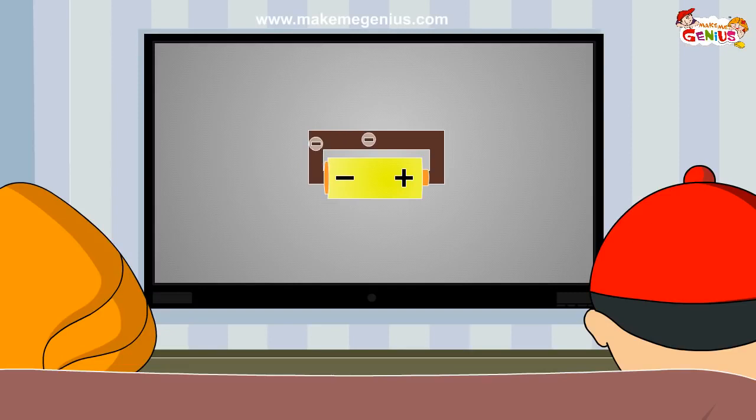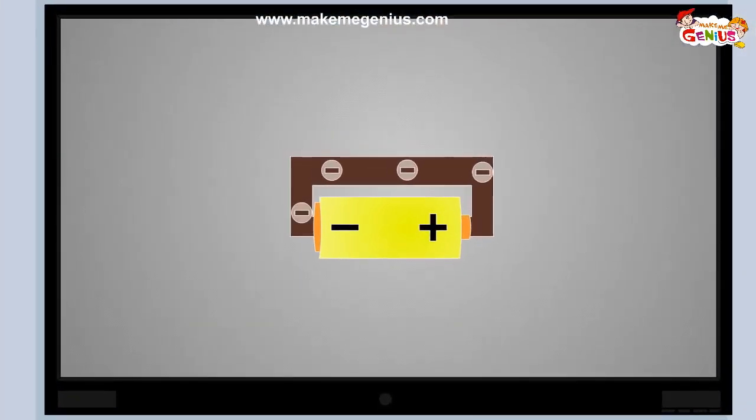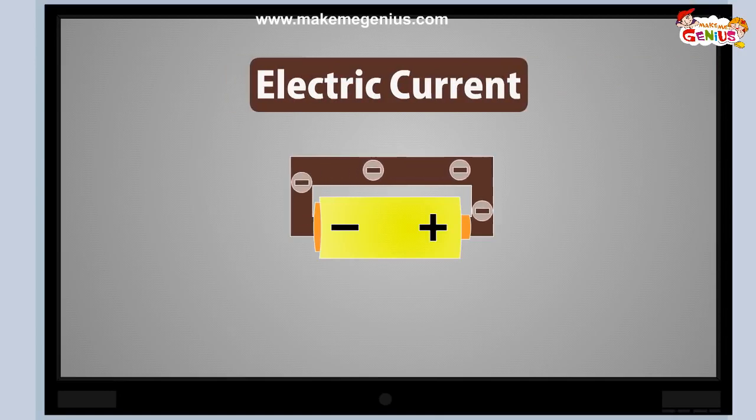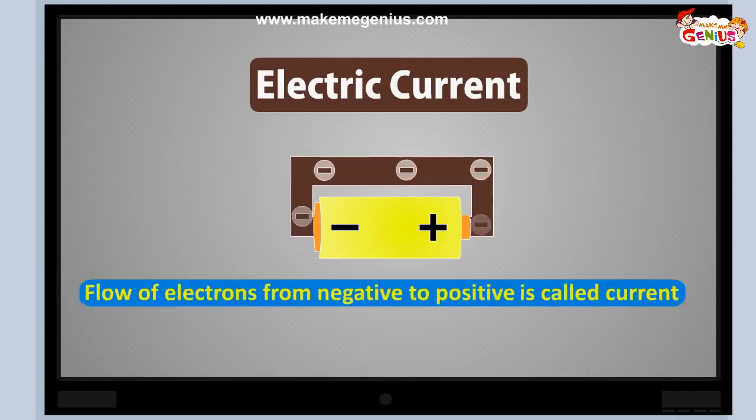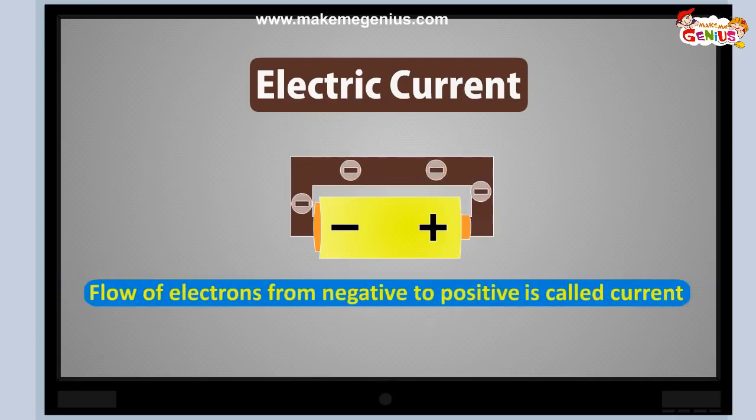When electric charges move in a wire, we say that an electric current flows in the wire. It's like the way a current of water flows in a river. Yeah, it is like a constant flow of electrons through something. When a wire is connected to each end of the battery, electrons begin to flow from negative to positive. Yeah, from minus to plus. And this flow of electrons is called current.